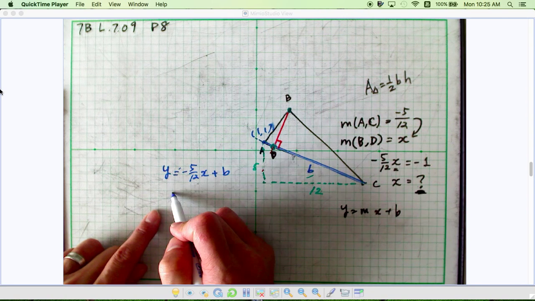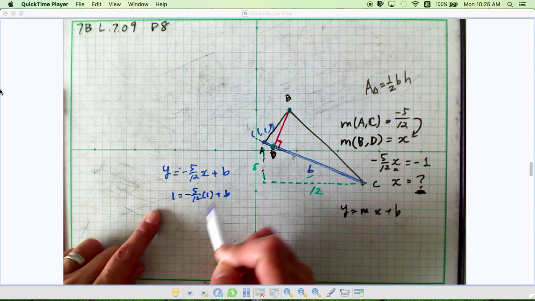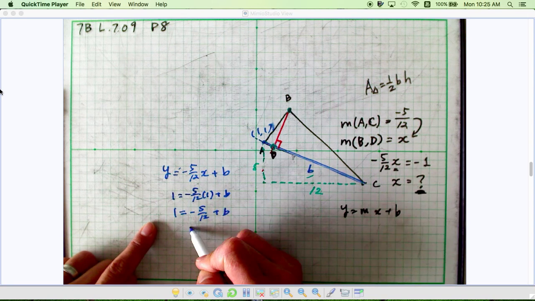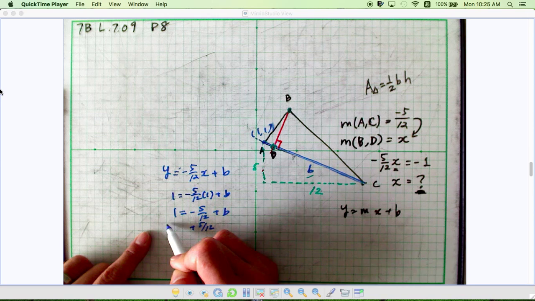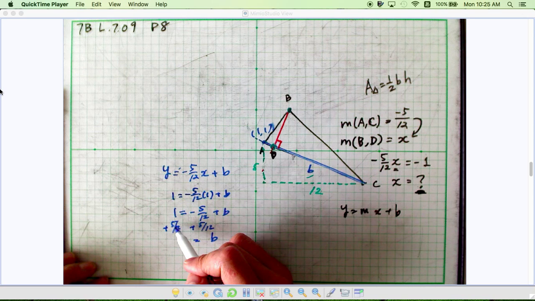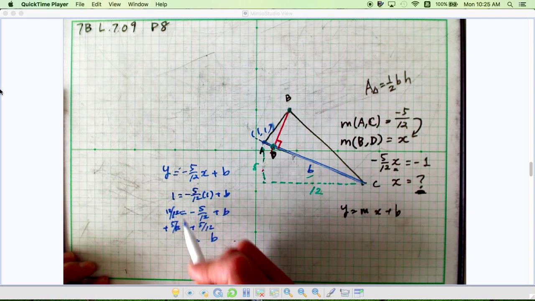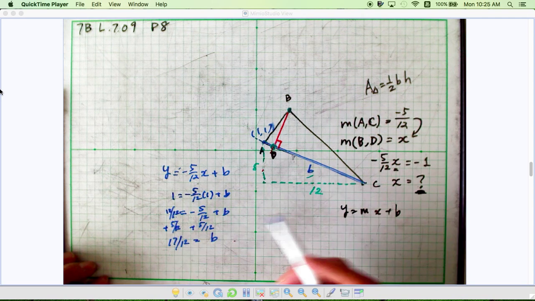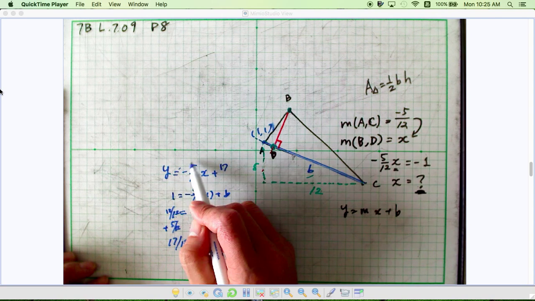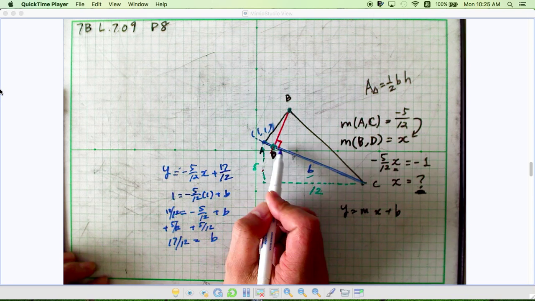So y equals 1, which equals -5/12 times 1 plus b. So that's 1 equals -5/12 plus b. Adding 5/12 to both sides to cancel out, that's going to give you b equals 1 plus 5/12, but 1 is 12/12. So it's 17/12. So the equation of this one is y equals -5/12 x plus 17/12. That's the equation of this.